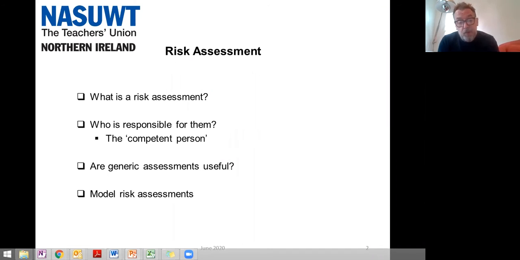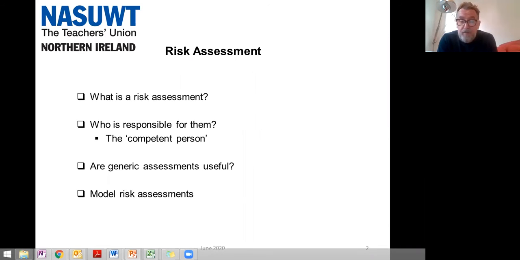The next point I think is important, that the NASUWT has received many requests to publish model risk assessments. However, by their very nature, risk assessments must be site or person specific. Okay, so therefore it's very difficult to produce a model assessment. There is also a danger that an employer will pick up a model risk assessment, attempt to implement it, and then, if things go wrong, attempt to use the fact that it was provided by the NASUWT as a defence, or even implicate the union.